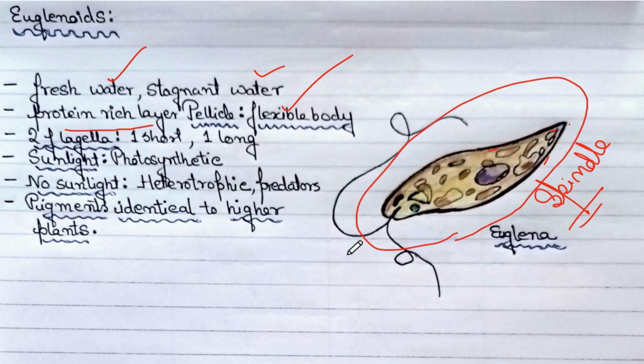They also have two flagella. They have a very interesting character. In presence of sunlight, they are photosynthetic. When there is no sunlight, they can be heterotrophic like predators. And they have pigments identical to higher plants.